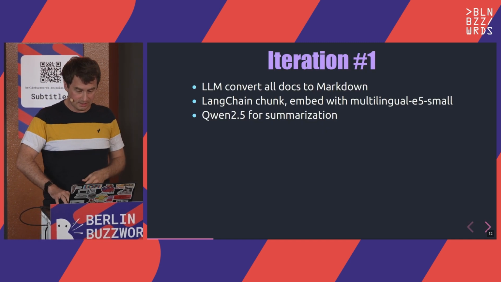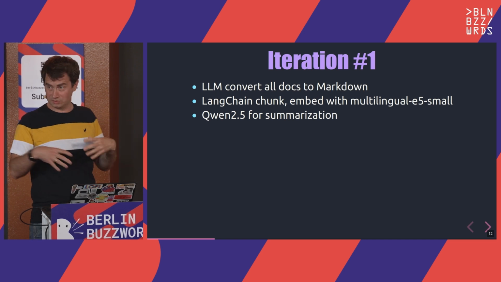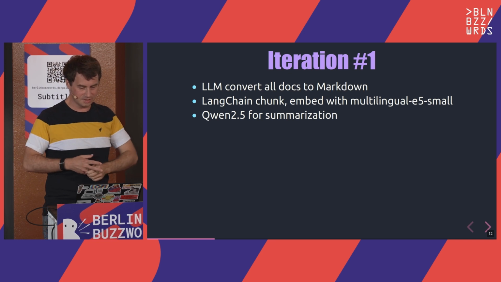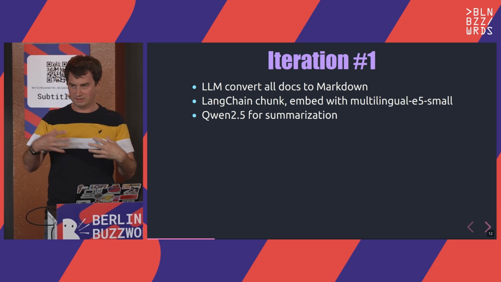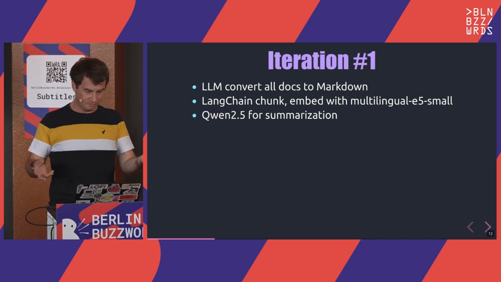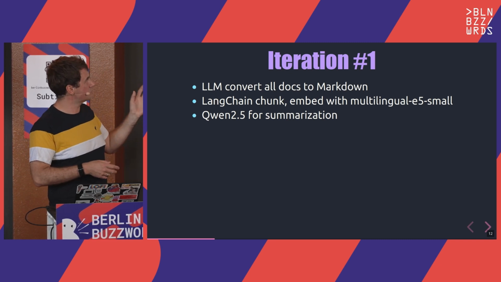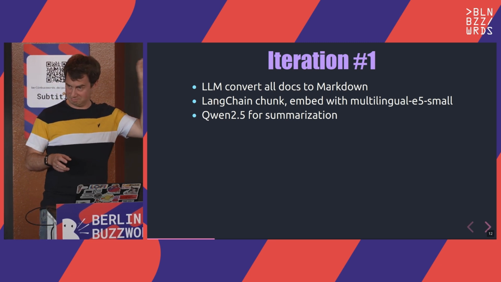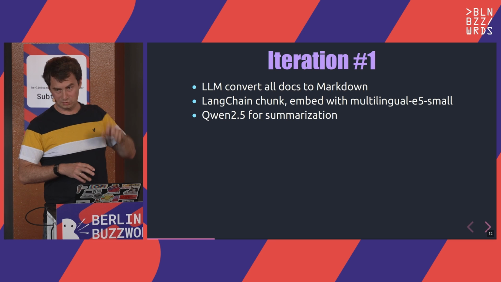But that's mostly what we did. Not just using the code we built in 40 seconds, but at the end it's a very convenient and typical way of building RAG. You convert all the documents you have to Markdown, you use some library to do chunking, embed with some embedding, whatever, and use some LLM to summarize.